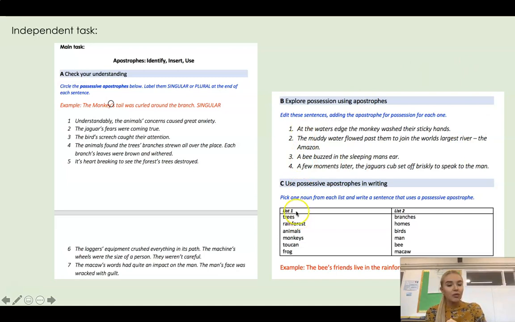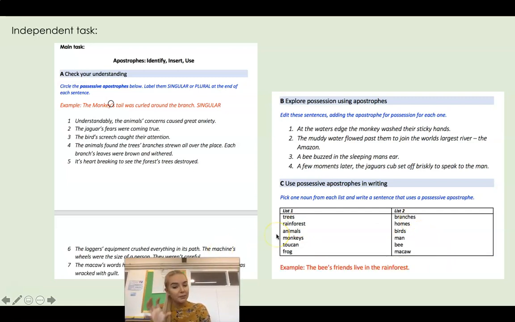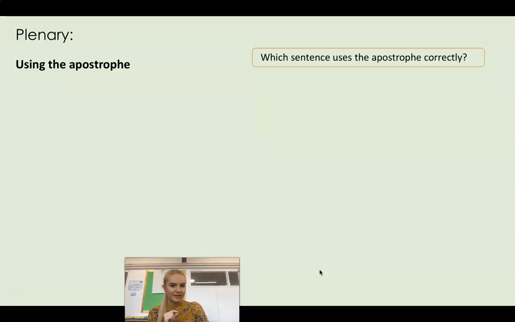And then you've got to pick one noun from each of these lists. So you might pick rainforest for one of your sentences, and you might pick branches for one of your sentences. You've got to then put that into a sentence using a possessive apostrophe. You can choose whether you use a singular or plural possessive, okay? So you've got trees, and I've given you the example here with bees. The bee's friends live in the rainforest. And because there's just one bee and his friends, and it belongs to him, it's a singular, so it's apostrophe S. I hope that makes sense.